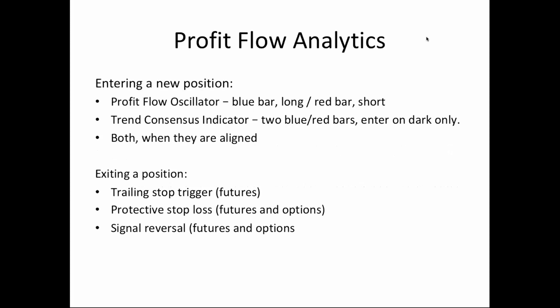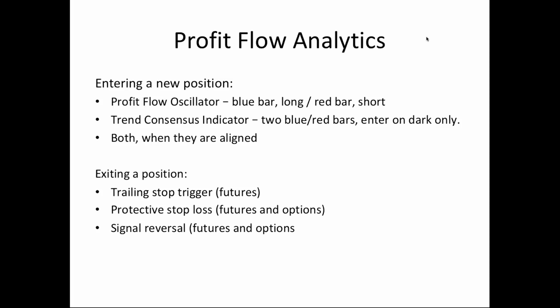Now, Profit Flow Analytics consists of two separate indicators. The first is the Profit Flow Oscillator, and it consists of looking for a blue bar to go long as a futures trader or buy a call as an options trader, and it presents to the trader a red bar to go short if you're a futures trader or to buy a put if you're an options trader. The Profit Flow Oscillator, which is part of Profit Flow Analytics, is our primary indicator to use for entries during the trading day.